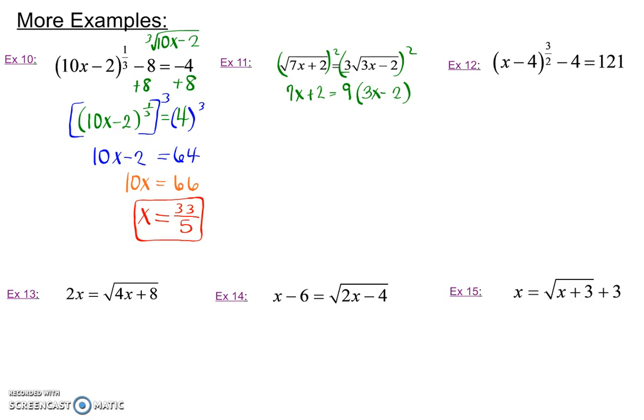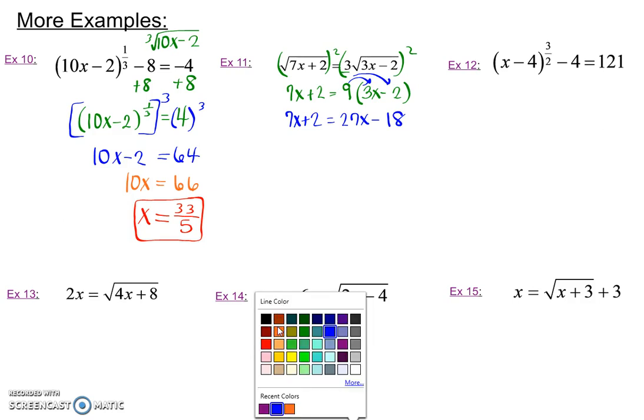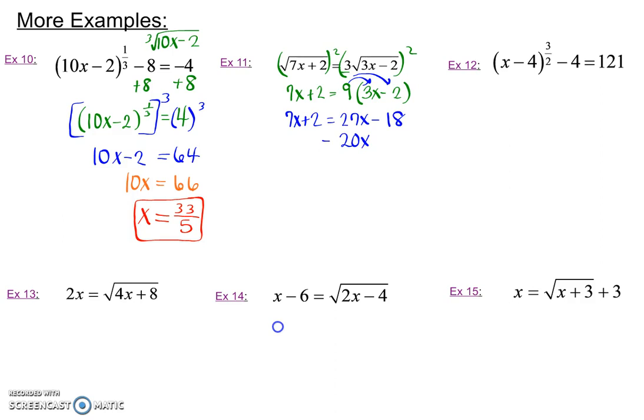So let's check this out. I need to distribute that 9 on the right side. So we have 27x minus 18. Now I'm getting ready to solve, so I can subtract the 7x over, I can add the 18 over, and we end up with x equals 1. Okay? Plug that in, and it works. So always make sure that you check your answers.